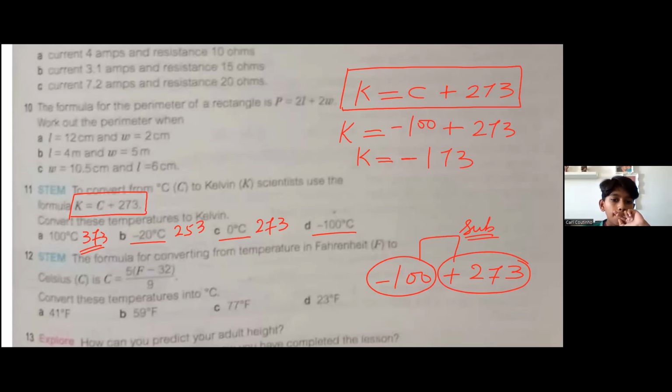What we have learned is that whenever we have two integers with different signs, we do subtraction, but the sign is always of the bigger number. So the bigger number out of 273 and 100 is 273 only, isn't it? And 273 has a positive sign. So the answer will be a positive 173. Got it? Yes.